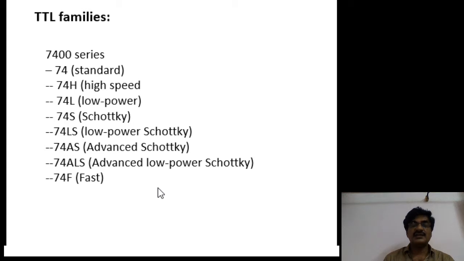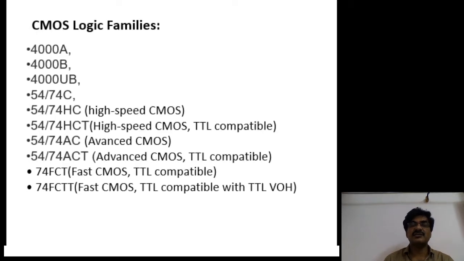Similarly, CMOS also has subfamilies. While discussing CMOS, we have not yet seen the logic families under CMOS, so let us see them now. They are named 4000A, 4000B, 4000UB, but the very popular ones are 54 or 74C. Generally 54 series ICs are used for military purposes, whereas 74 series are general purpose. Then 74C is just the normal CMOS standard model. 74HC is high speed CMOS.